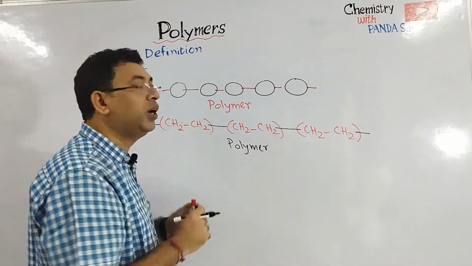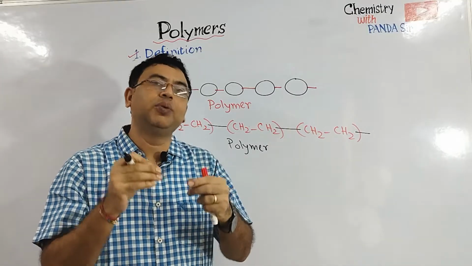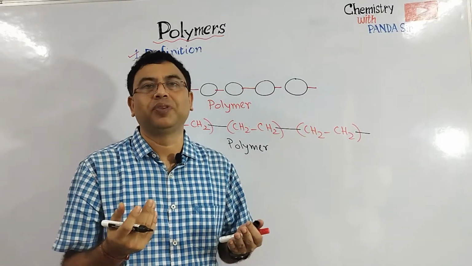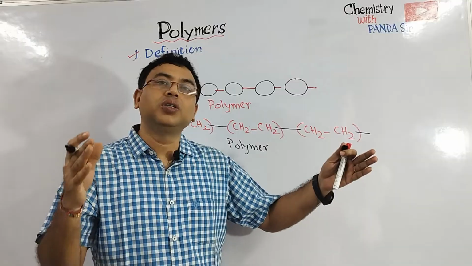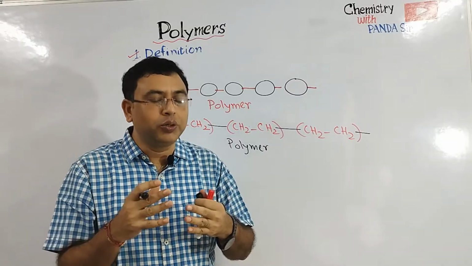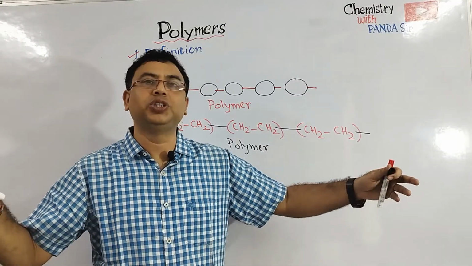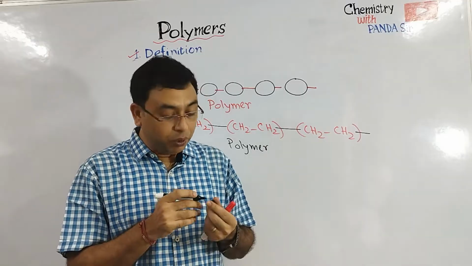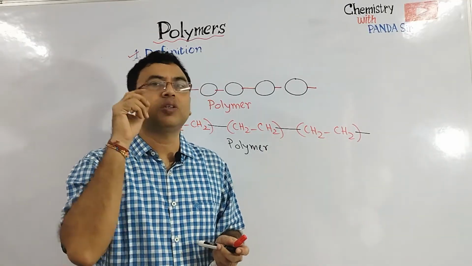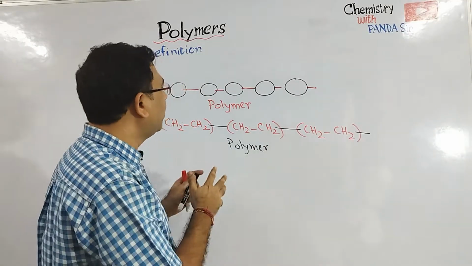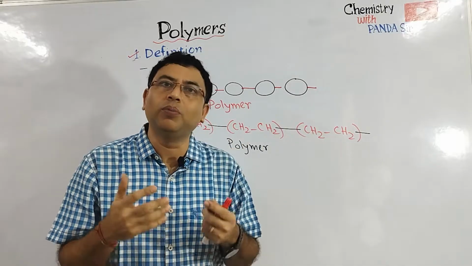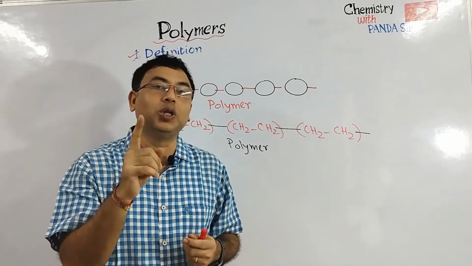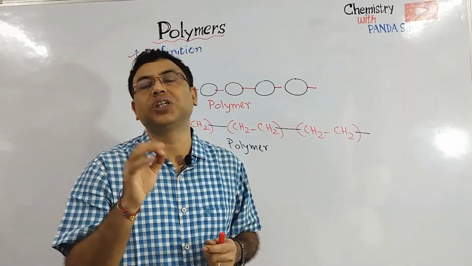When many monomers join together, they give a polymer. Poly means many. So many single molecules join together to give a polymer chain. This is how the polymer is formed. Now here a question comes: can any monomer form a polymer? The right answer is no, and that is called functionality.